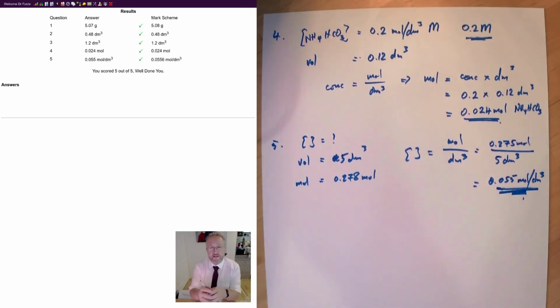Okay, excellent. So it looks like all of the numbers are pretty much spot on what the system is giving us. So hopefully that makes a little bit more sense of the concentration questions. Okay, so literally the equation is concentration is moles per decimeter cubed. You may need the mass equals Mr times mole equation as well. Okay.